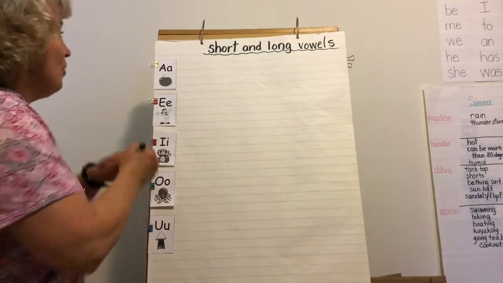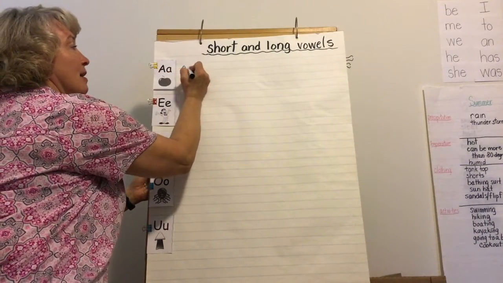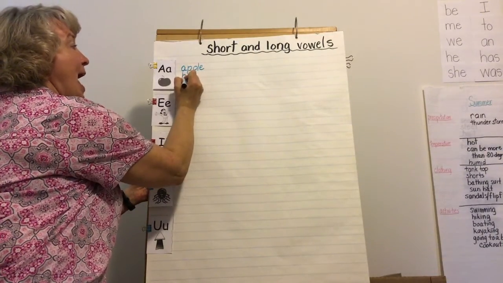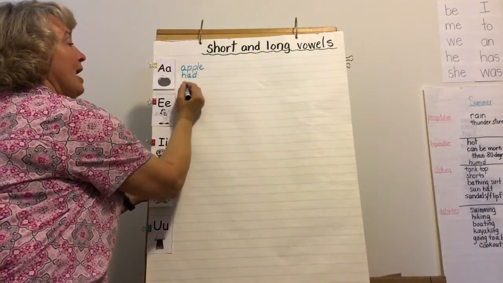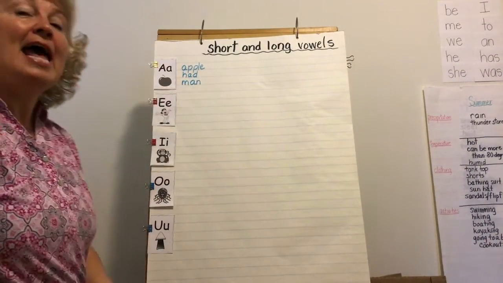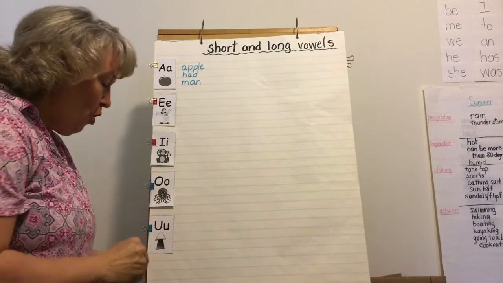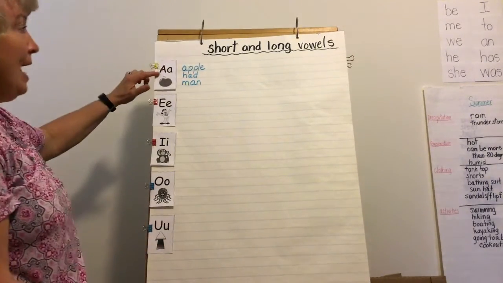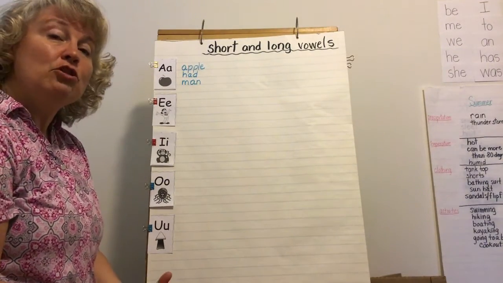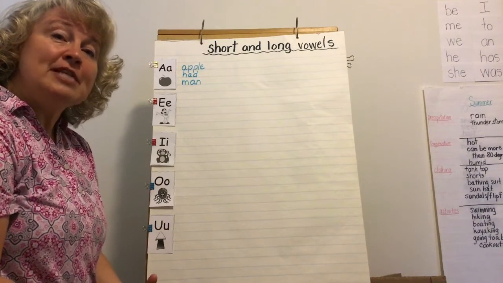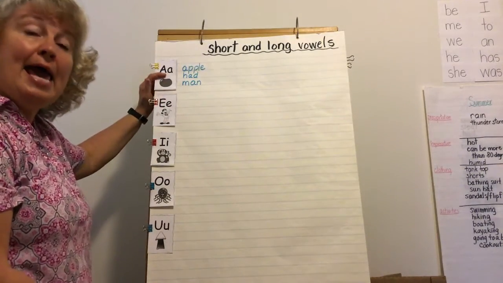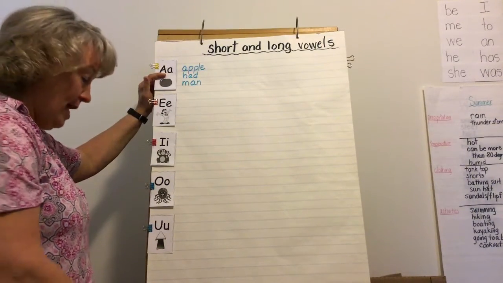So we had A, like apple, and had, and man. It had that short A sound. So when we talk about A, it has the short A sound, but it also has a long sound. And the long vowel sounds, the sound is actually the name of the letter. So the long sound would be A. It says its own name.